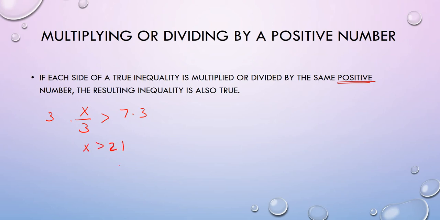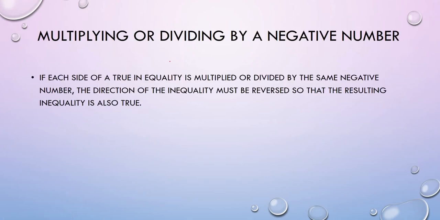And again, we can graph this like we did in the lessons yesterday. Now, what we have to be careful of is when we multiply or divide by a negative number. If each side of a true inequality is multiplied or divided by the same negative number, the direction of the inequality must be reversed so that the resulting inequality is also true.